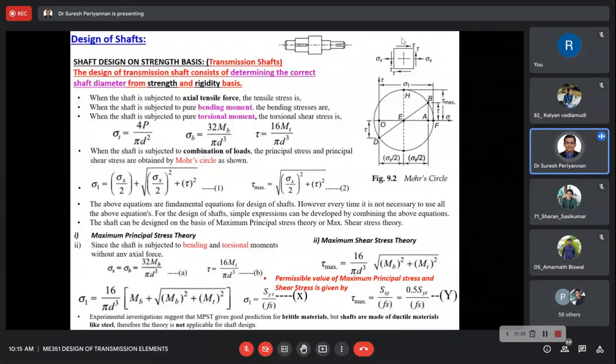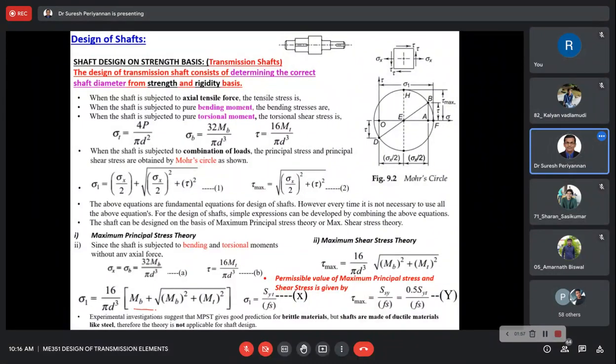Because we are now designing the shaft based on three concepts: one is based on strength, another on rigidity, and the third is the ASME code approach. These are the three concepts we are going to use to design our shaft dimensions. We discussed the derivations in the last class. Now we just see the formulas.